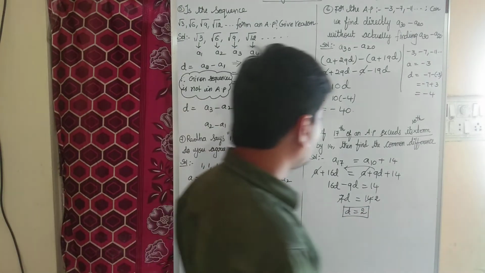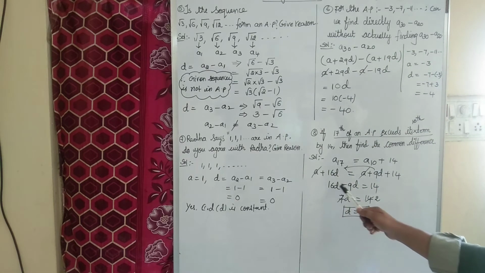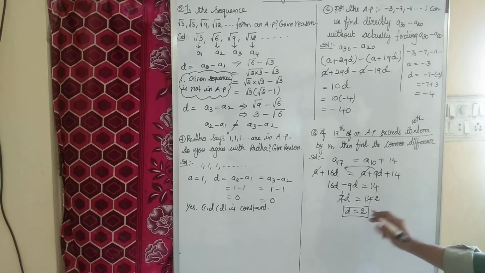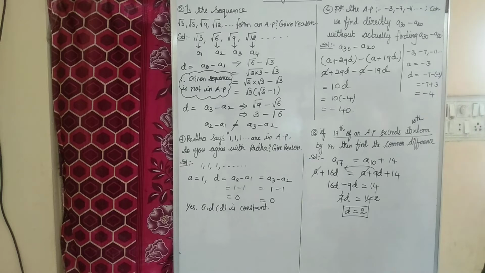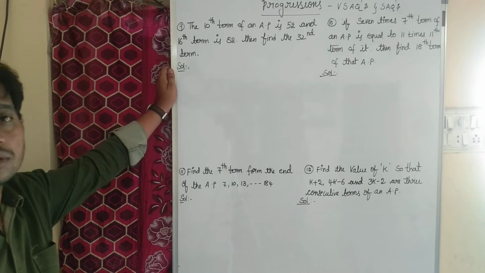Children, did you understand? I transpose 9d towards the left hand side, 16d minus 9d, that is 7d. In 7 table, 7 1 ja, 7 2 ja. So 1 into d equal to 2. Is it clear? So far we have discussed 8 questions. Okay. Now coming to 9th question.